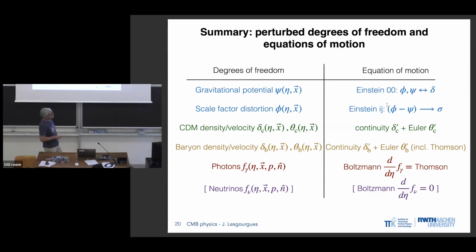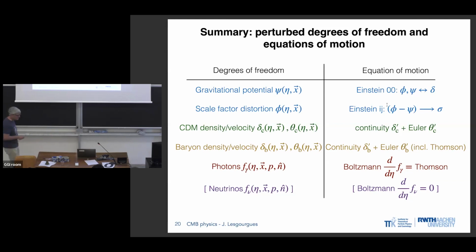And now we have a well-matching number of equations of motion, fortunately. For the metric evolution, we have the Einstein 0,0 equation that we just looked at, and we have the equation telling us that phi minus psi is given by the shear. For cold dark matter, we have a continuity and Euler equation. The same for baryons, with just the additional Thomson scattering term. For photons and neutrinos, we have a more complicated equation that we did not write explicitly.